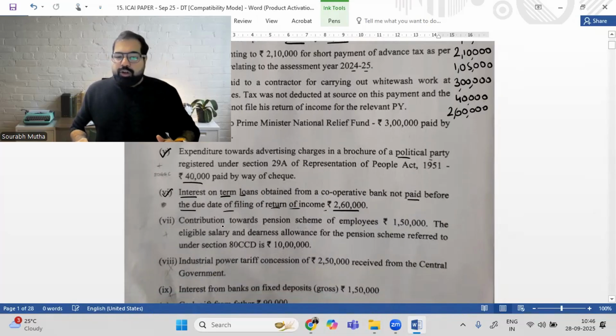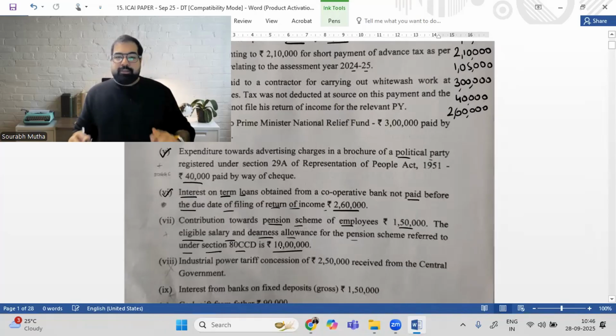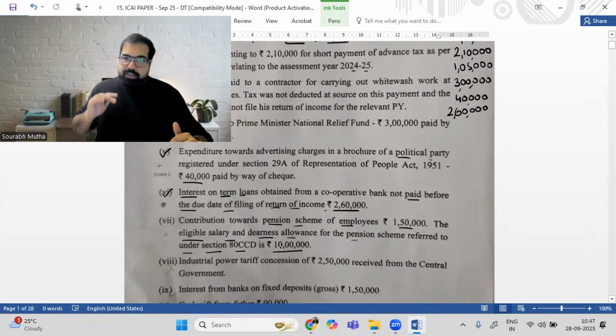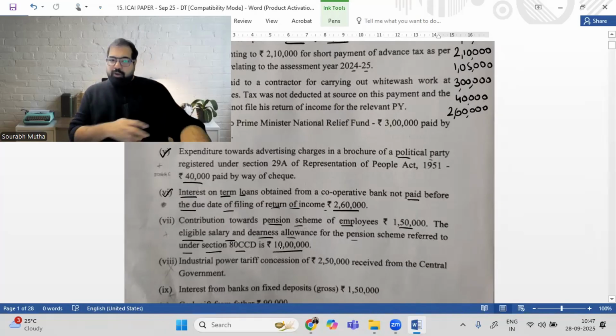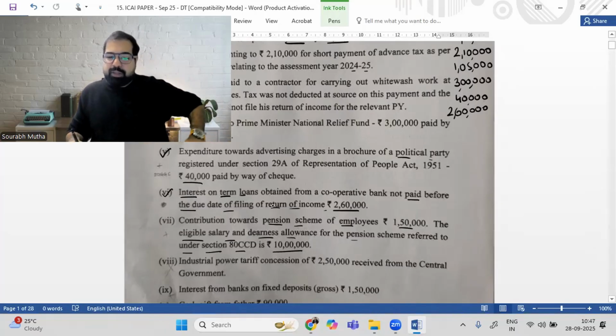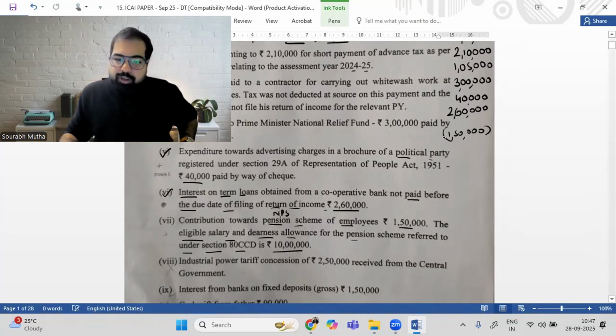Next. Contribution towards pension scheme of the employees, 1,50,000. The eligible salary and dearness allowance for the pension scheme referred to under section 80CCD is 10 lakh. As you are the employer, you are the master. You're contributing to the employees' provident. Which fund is this? Pension scheme, that is NPS. Now, of course, you can contribute 1,50,000. I would give you a deduction also of 1,50,000, but the government says no, no, no. This deduction will be available to you only. So you minus 1,50,000 already.